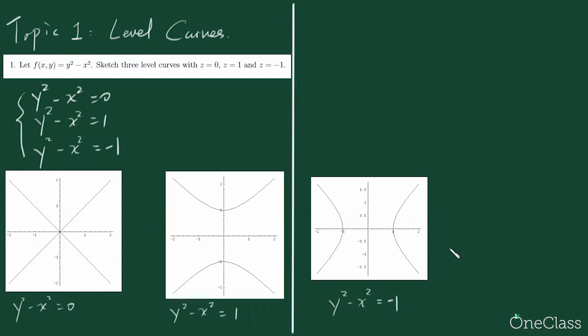The second one and the third one, obviously they are both hyperbolas, but they have the inverse direction. So for this one, y squared minus x squared equal to 1, the sketch of the level curve is like this. And for y squared minus x squared equal to -1, this one is horizontal. So this question is quite easy. The only thing you need to know is how to draw the hyperbola and also this asymptote. So now let's move to the next question.